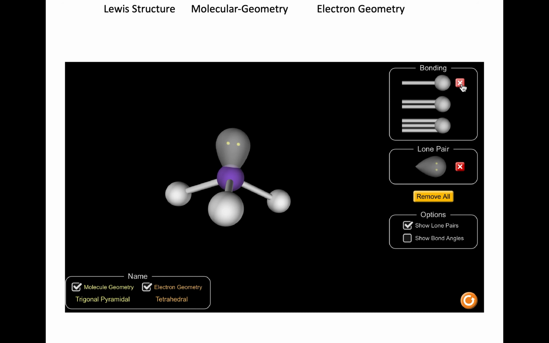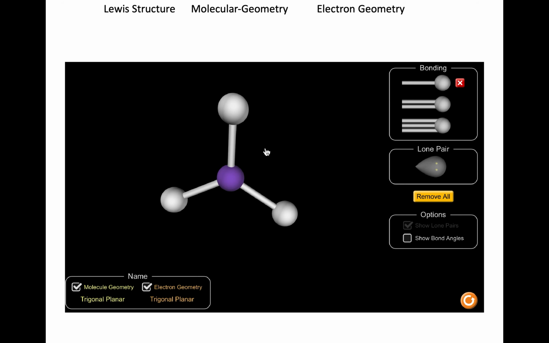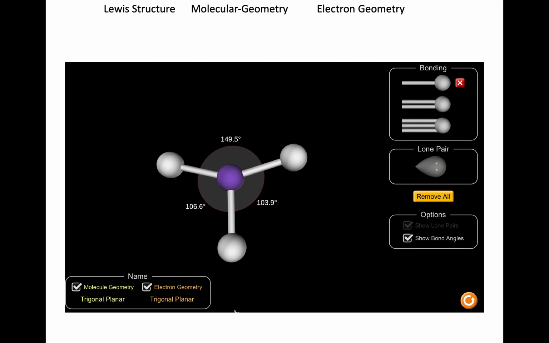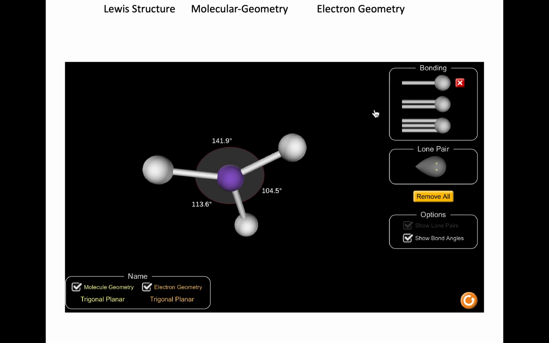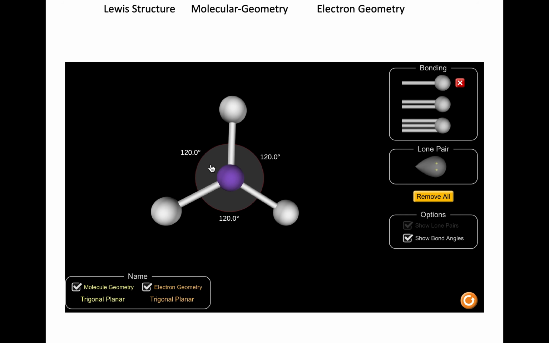The last example, BF3, has a trigonal planar electron geometry, and the molecular geometry is trigonal planar as well. All of the angles within that are 120 degrees, 120 degrees, 120 degrees.